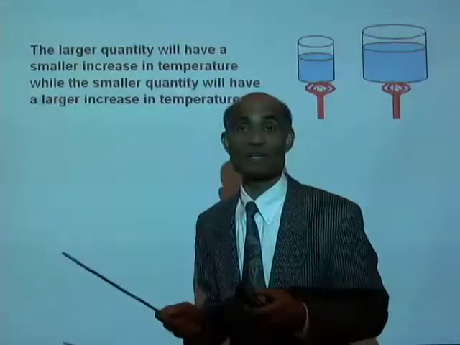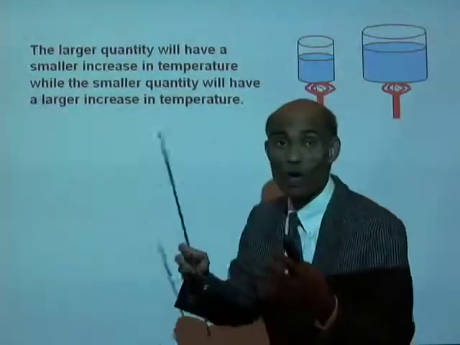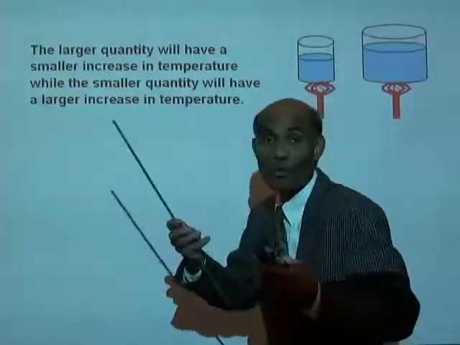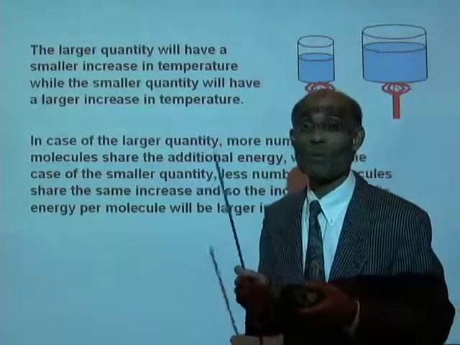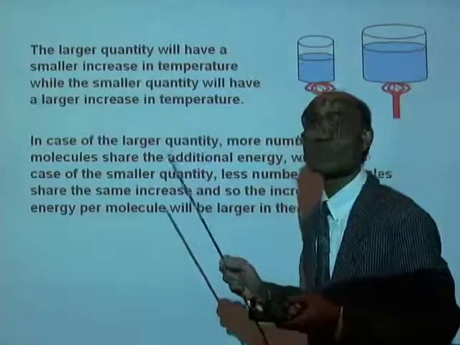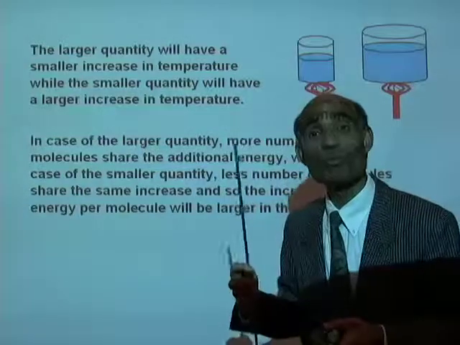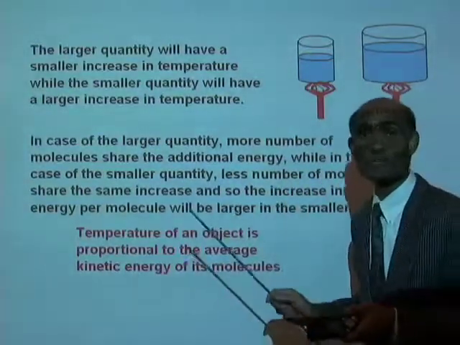Each molecule in the smaller beaker will now have much greater kinetic energy than the energy in the bigger beaker. So the larger quantity will have a smaller increase in temperature, while the smaller quantity will have a larger increase in temperature. Why? Because the average energy received by molecules in the smaller beaker will be greater. The energy per molecule will be greater.